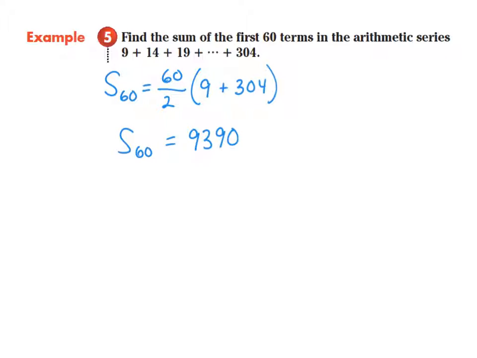So in example 5, we're finding the sum of the first 60 terms in the arithmetic sequence. If you add the first 60 terms, you get 9,390. That's it. Beats adding them all out, right? So it's worth knowing the formulas. Okay, so we'll try example 6.